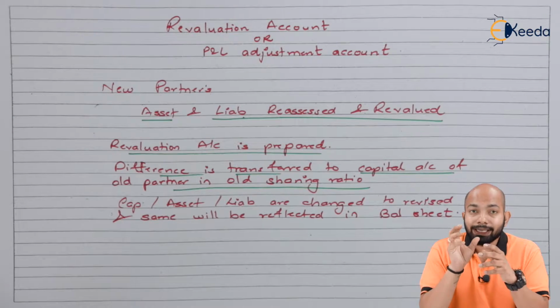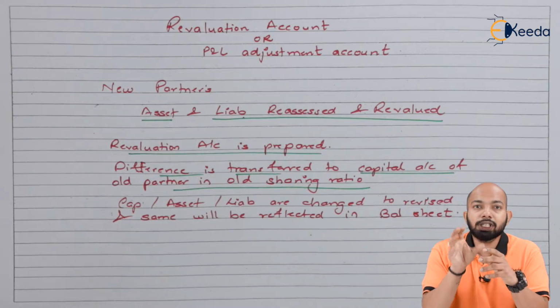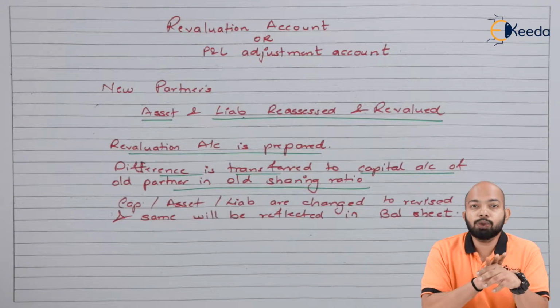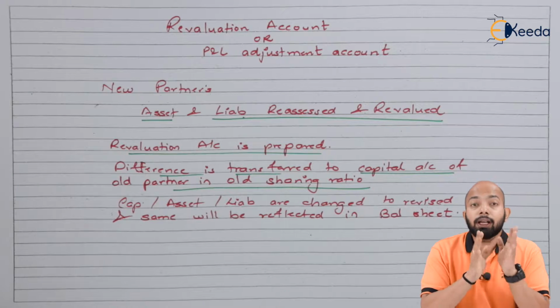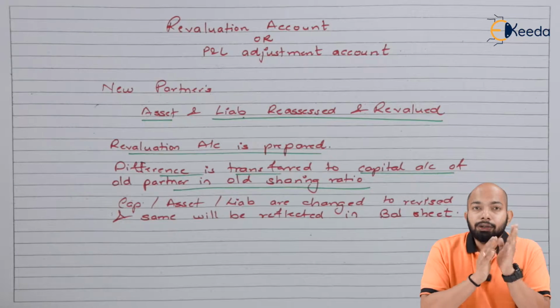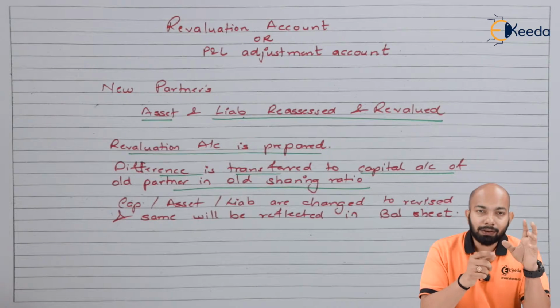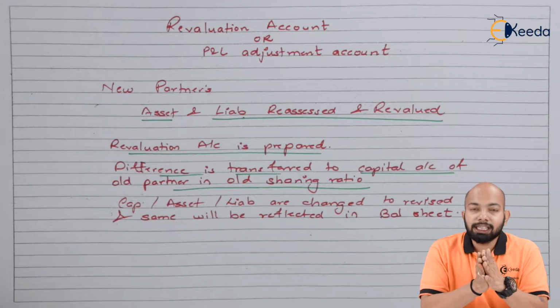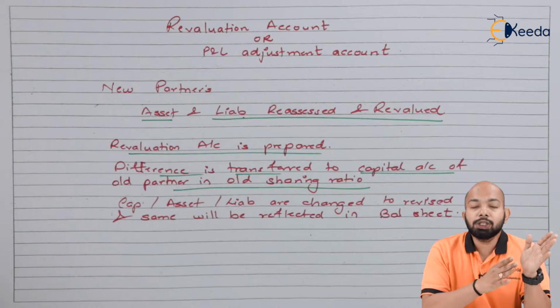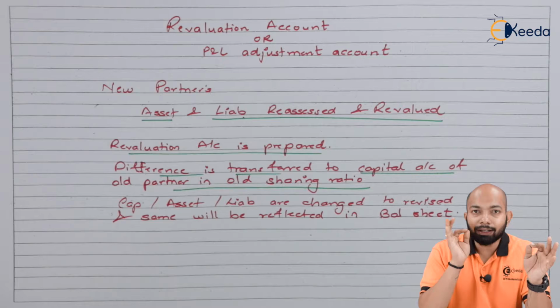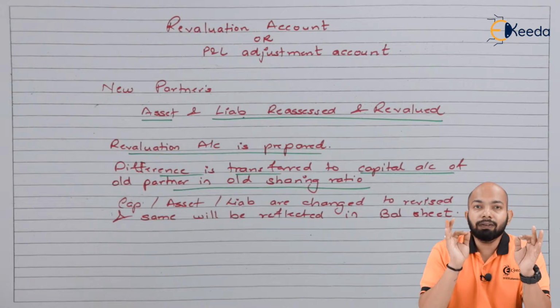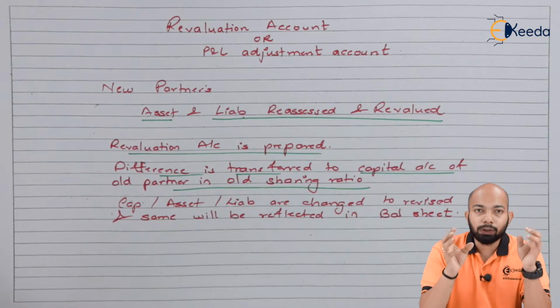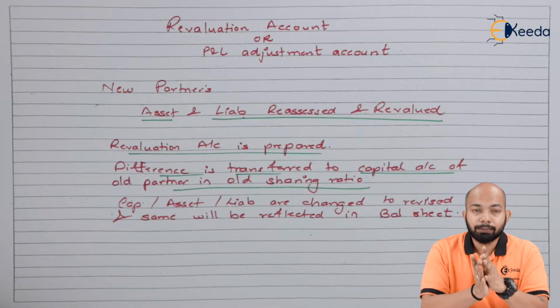Make sure this is emphasized: old profit sharing ratio, because that is very important and the critical aspect of this specific account. Now once this is done, all these assets are at a revised value. Whatever asset was there earlier at a specific value has now been moved to a revised value. So your balance sheet will show a revised value of assets, a revised value of capital account, and a revised value of liabilities.